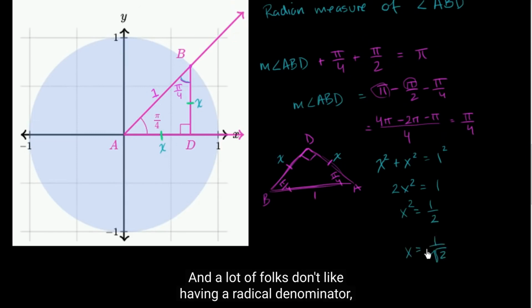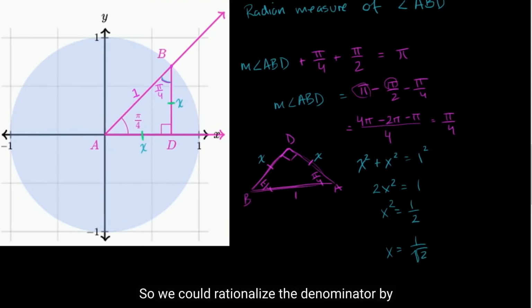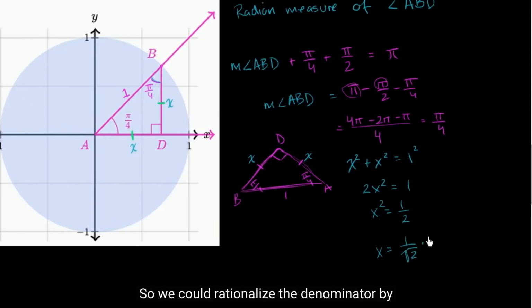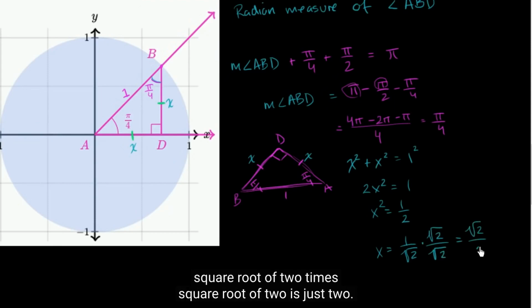And a lot of folks don't like having a radical in the denominator. They don't like having an irrational number in the denominator. So we could rationalize the denominator by multiplying by the square root of 2 over the square root of 2, which would be, let's see, the numerator will have the square root of 2, and in the denominator, we're just going to have square root of 2 times square root of 2, which is just 2.